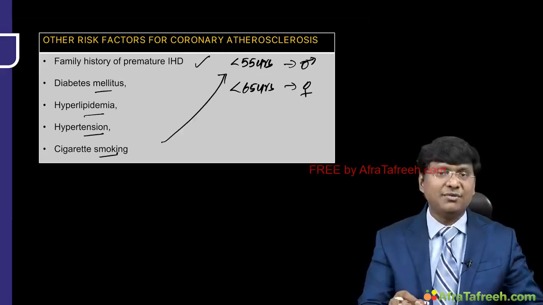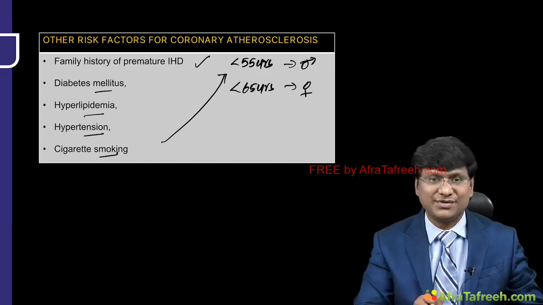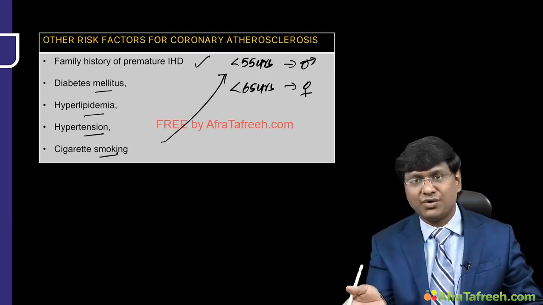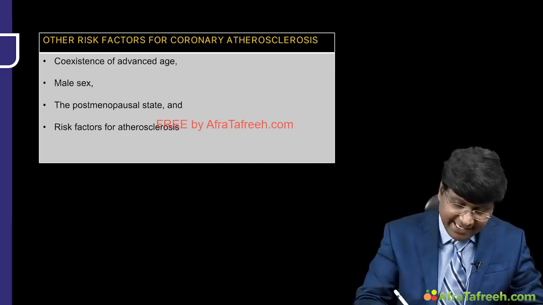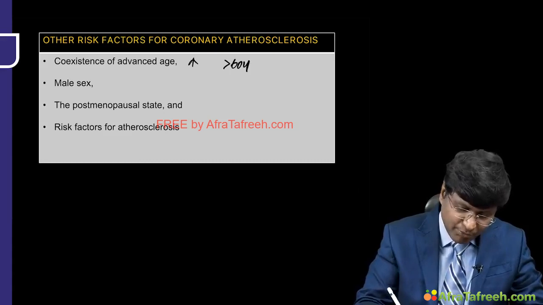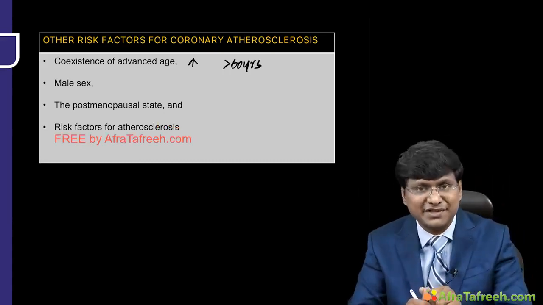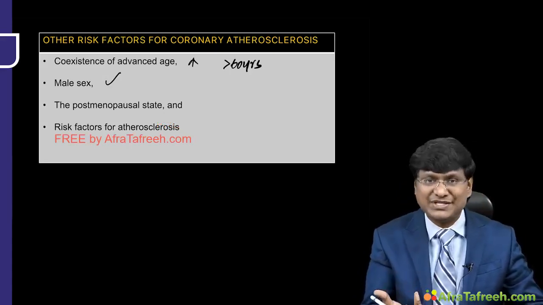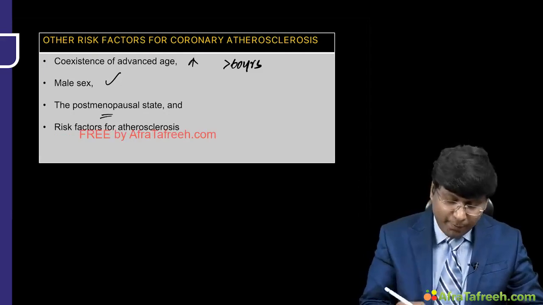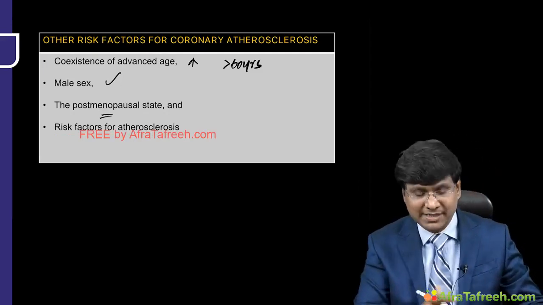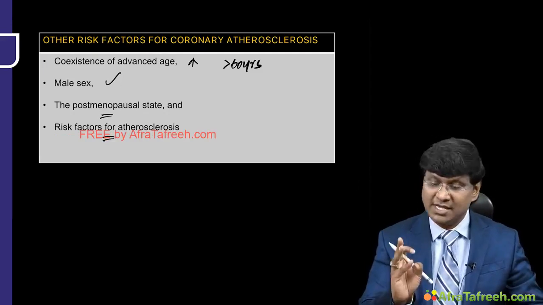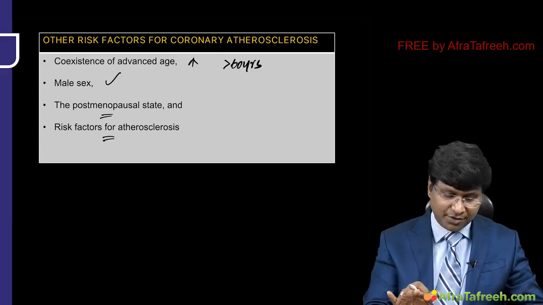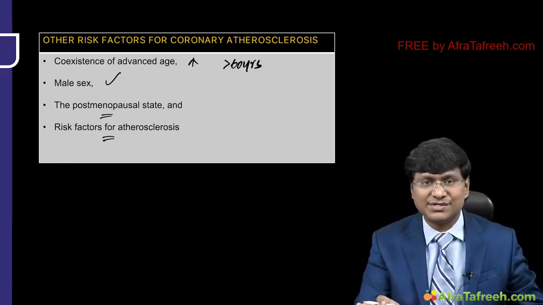All these will contribute to the development of coronary atherosclerosis, right? Now, apart from these, we have a few more risk factors for causing coronary atherosclerosis. That includes elderly age, more than 60 years, is a risk factor for the development of atherosclerosis. Then male gender, because you don't have protective hormones like estrogen in males, right? Then postmenopausal state where the estrogen is reduced, and risk factors like smoking, alcohol, as well as dyslipidemia. All these contribute to the development of coronary atherosclerosis, right?